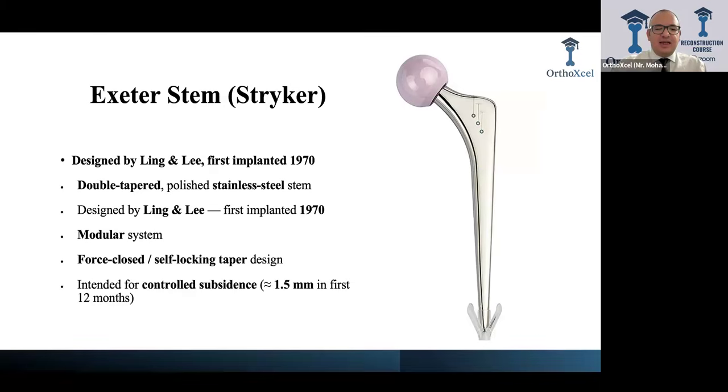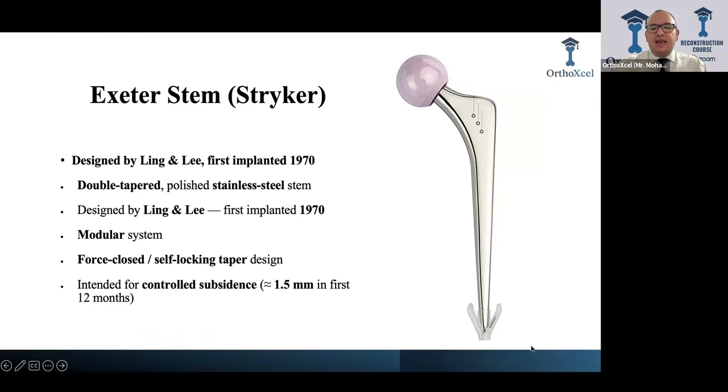So if you go back, as you can see, we aim for controlled subsidence, which is quantified at 1.5 mm in the first 12 months. So if you finish your implant at this level, in 12 months, if you go and examine your implant, it will have been subsiding by 1.5 mm inside the cement, and this applies the hoop stresses and makes the idea of the taper slip work.